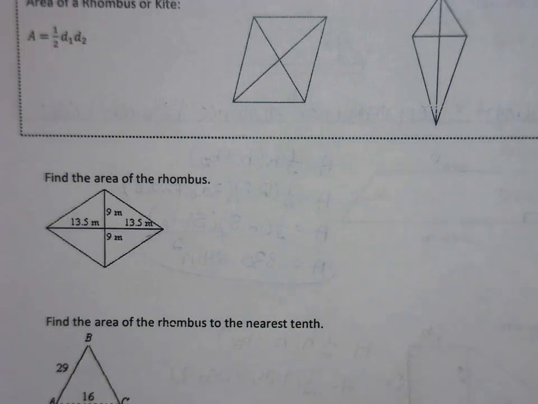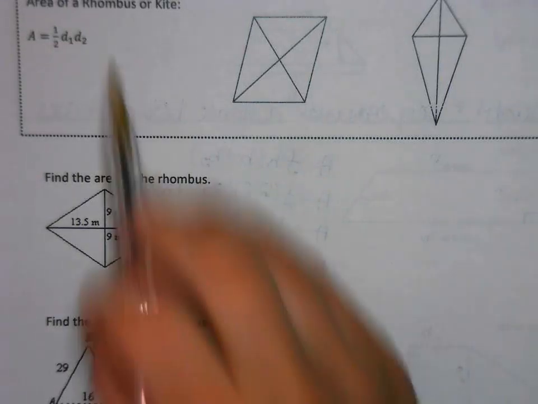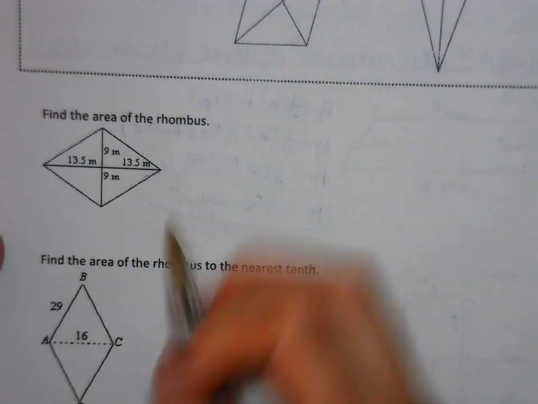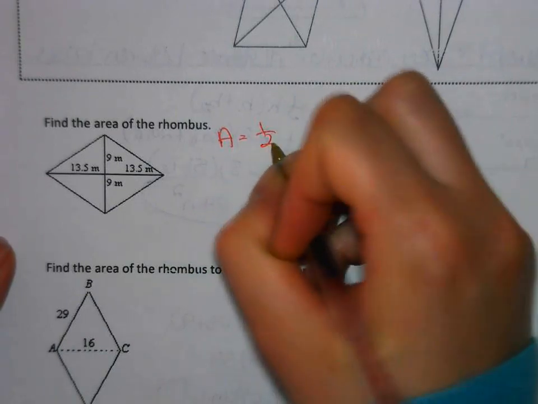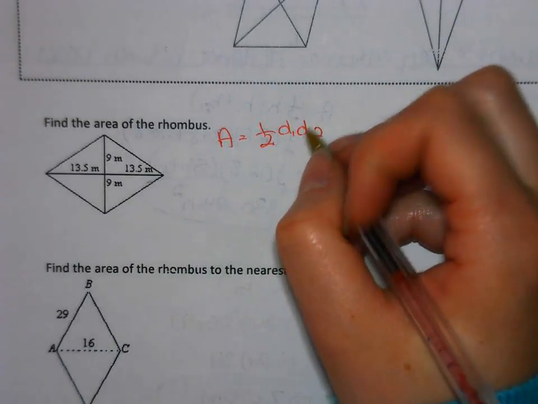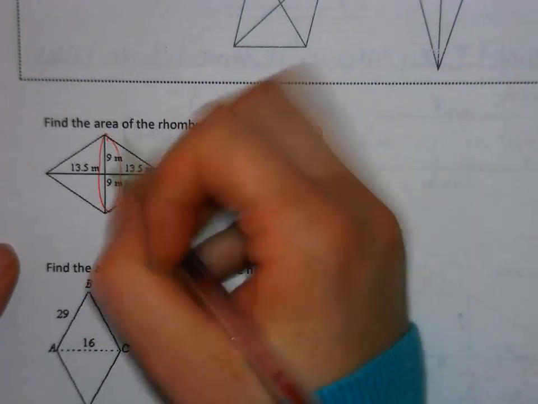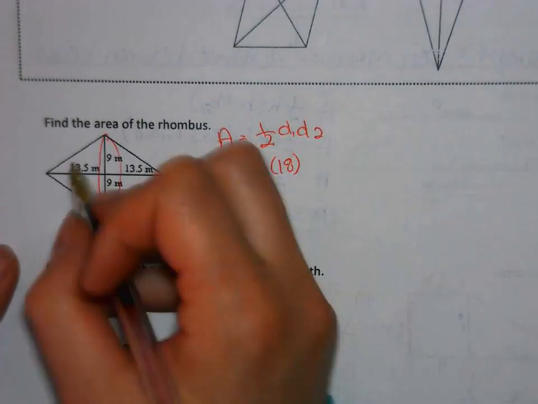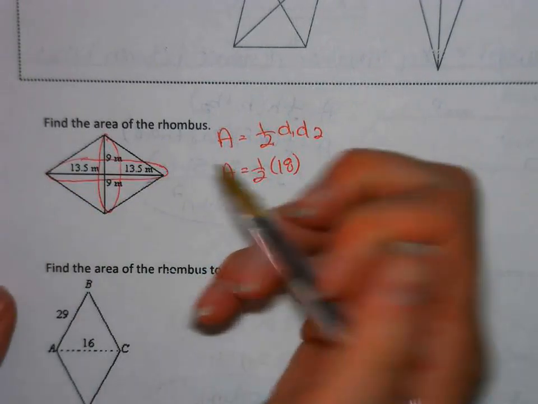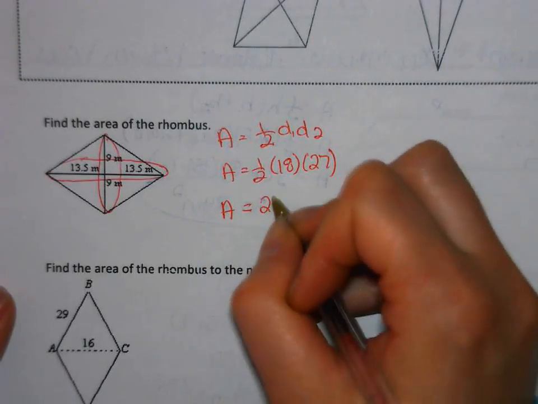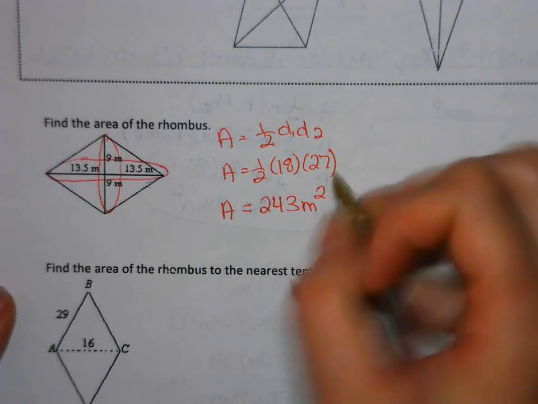Let's look at rhombuses and kites. When we take a look at these, the area formula is 1/2 times diagonal 1 times diagonal 2. So for this first one, we need to find the area of the rhombus. We need to know the lengths of both of our diagonals. This diagonal is 9 plus 9, so we know it's going to be 18. And the second diagonal is 13.5 plus 13.5, which is 27. So when we multiply these out, we get 243 meters squared.